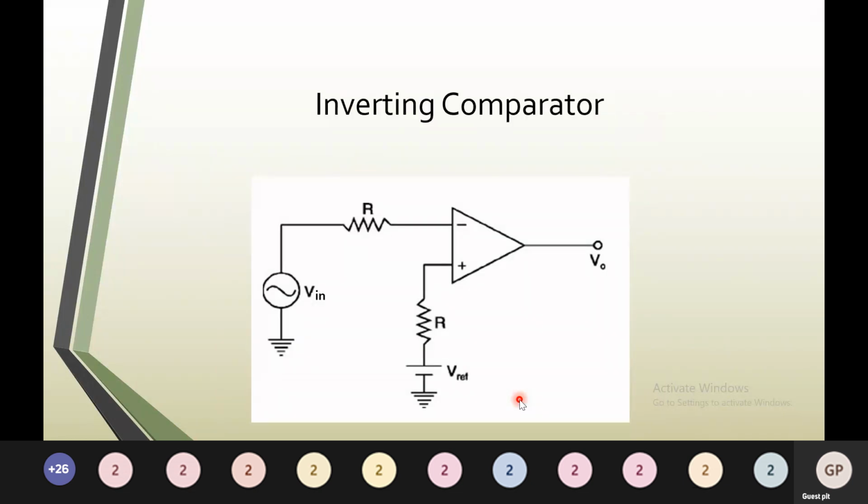Inverting comparator. Now you should be in a position to understand what is an inverting comparator, is it not? Whenever we provide the unknown input to the inverting terminal of the op-amp, then it is called an inverting comparator. So the unknown input is given to the inverting terminal, and the reference voltage will be given to the other one, that is the non-inverting terminal. If we have the inputs given like this, then it is called an inverting comparator.